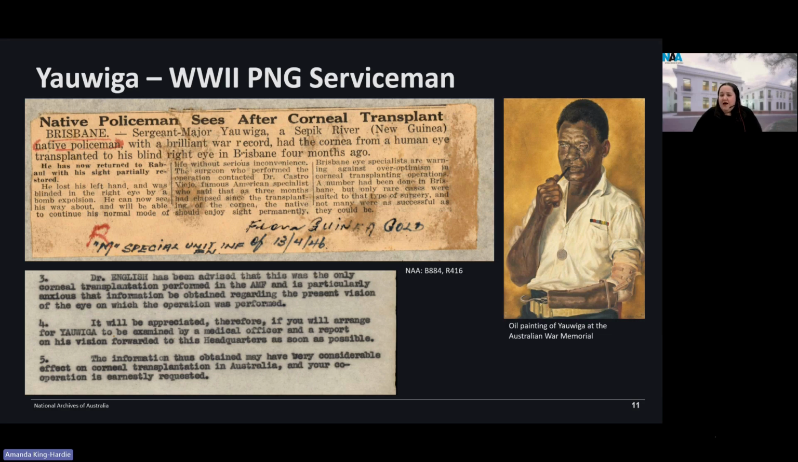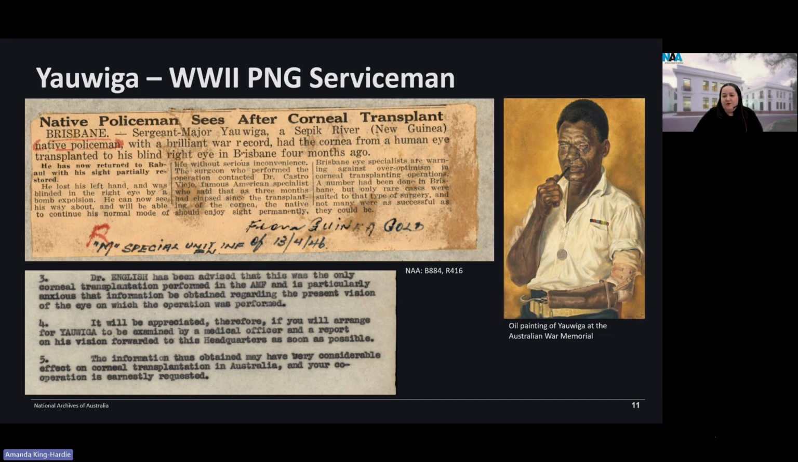Ewing spent 3 months in Australian hospitals before he was discharged, and with his service over, he retired to his Sepik village in May 1946. His surgeon reached out a few years later, as you can see in the bottom image there, that's one of the letters from his doctors, inquiring how his sight was going and noting that the update could have a considerable effect on corneal transplant in Australia. Both the article and the letter can be found in his service record in our custody.